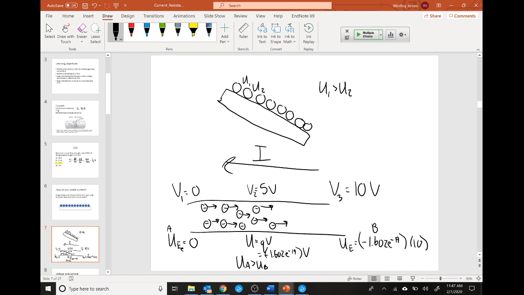If current is positive charge moving, then we imagine it's the opposite way that the electrons are moving. So current flows from high voltage to low voltage. In reality, it's electrons moving the other way, from low voltage to high voltage. But that's it. That is why current flows in a wire.